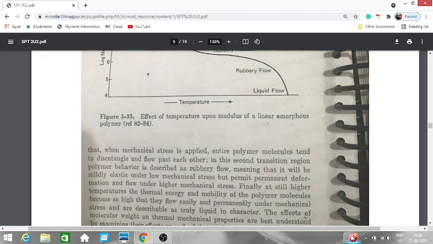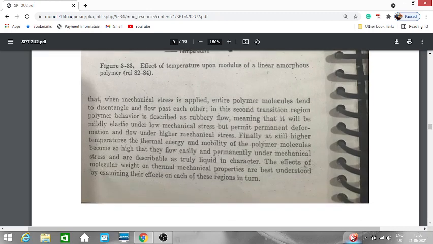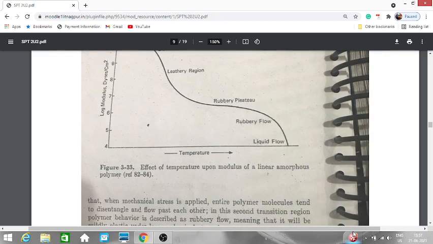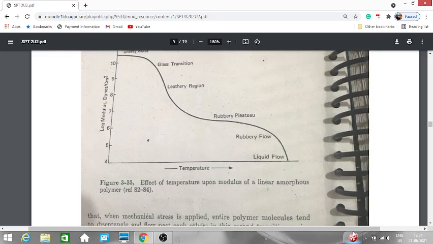Finally, at still higher temperatures, the thermal energy and mobility of the polymer molecules become so high that they flow easily and permanently under mechanical stress and are describable as truly liquid in character. The effects of molecular weight on thermal mechanical properties are best understood by examining their effects on each of these regions in turn. So you see the effects of temperature upon modulus of an amorphous polymer.